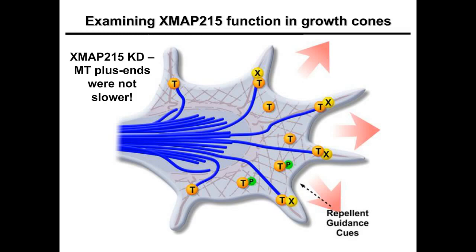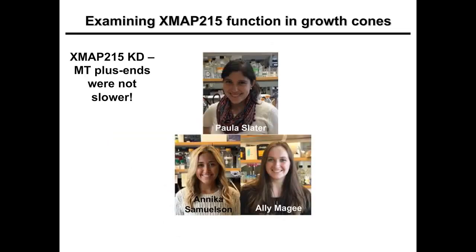And because it was a little bit confusing at the time, I decided to put that project on the back burner as I started my lab and focus on TACC3, which had more of an expected phenotype when I knocked it down. But then I knew I wanted to eventually get back to XMAP215 because I could tell that something was really interesting about XMAP215 in growth cones, that it might have a novel function that had not been previously explored. And so a year ago, I had a postdoc join my lab, Paula Slater, and she had two undergrads working with her, Annika and Ali, and they decided to explore XMAP215 function in growth cones.